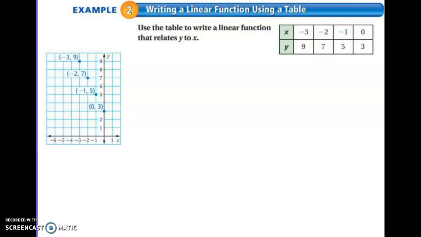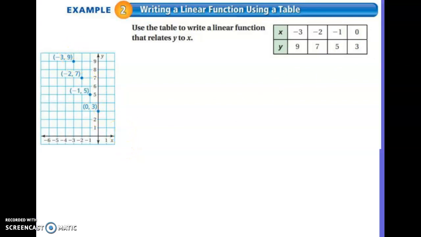Example 2, writing a linear function using a table. Use the table to write a linear function that relates x to y. In this case, if you are comfortable with graphs, you can always go ahead and start by graphing the ordered pairs. By graphing the ordered pairs, you get something that looks like that. And of course, if you want to connect the dots with a line to help visualize your function, you can go ahead and do that.